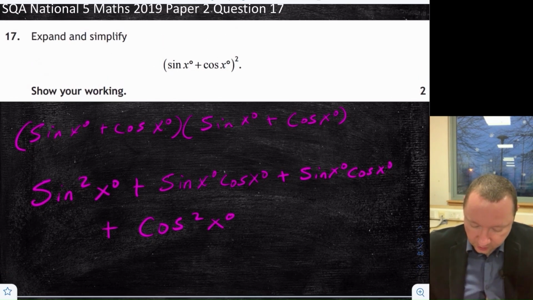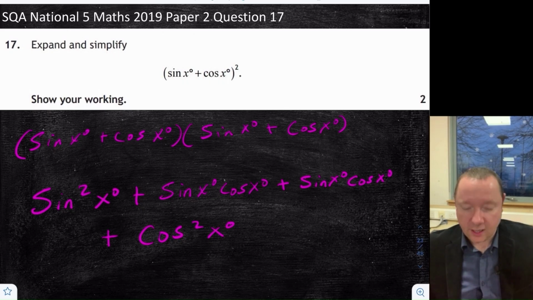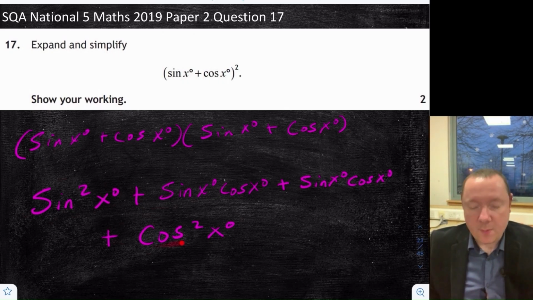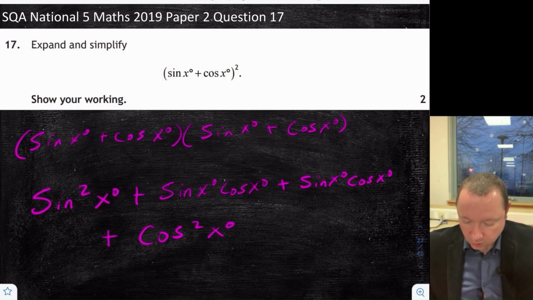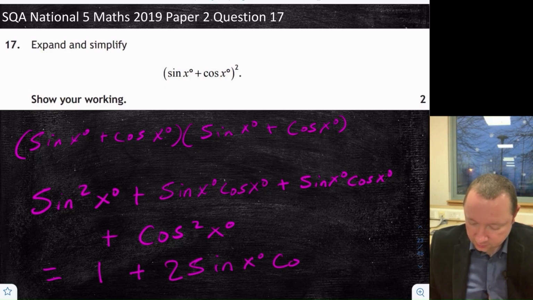So we need to tidy this up somehow. So we've got sine squared x plus sine x cos x plus sine x cos x. That's two lots of sine x cos x. But we've also got sine squared plus cos squared. If you remember our trig identity, sine squared plus cos squared equals 1. So that all simplifies to 1 plus 2 lots of sine x cos x for our final answer.